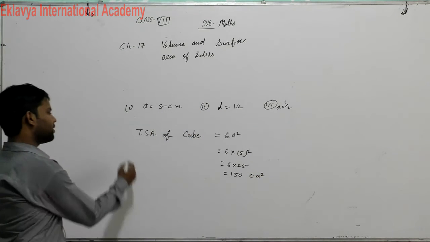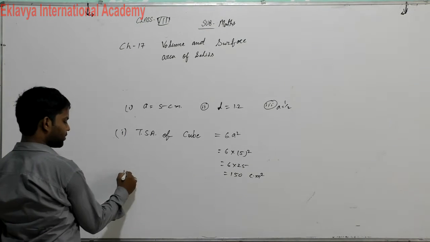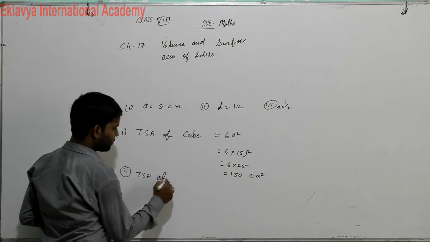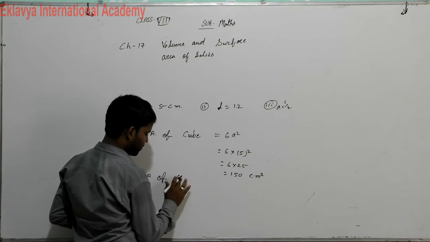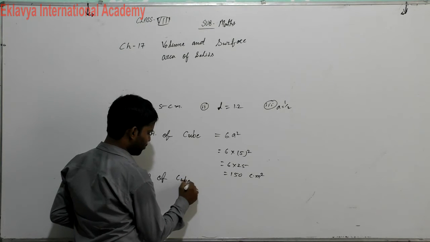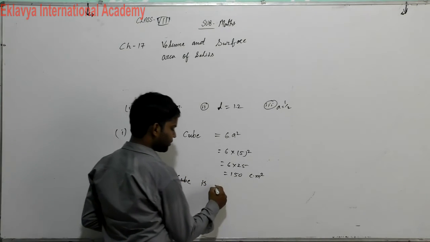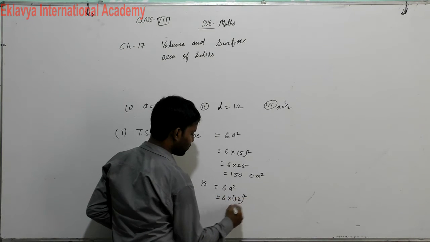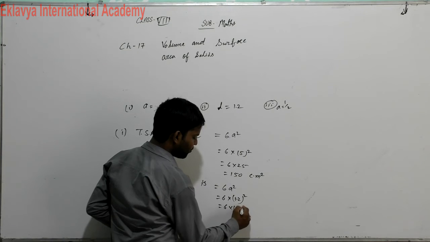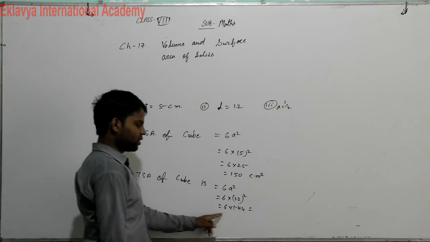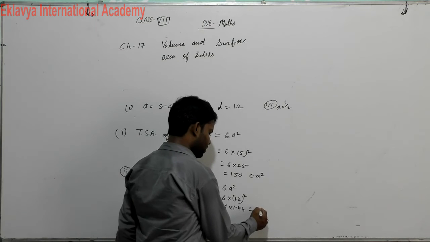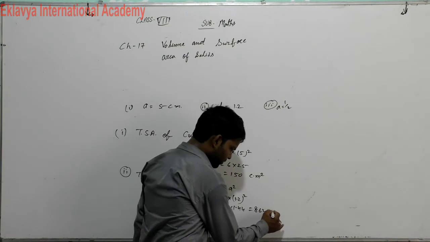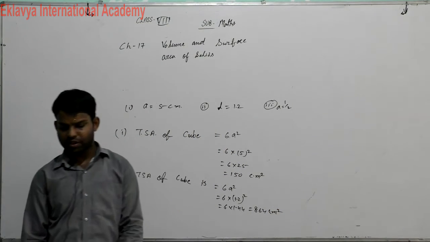In the second part, TSA of cube is 6a square, 6 multiplied by 1.2 whole square, 6 multiplied by 1.44, is equal to 6 fours are 24, 6 fours are 24, 6 ones are 6, 8.64 centimeter square.